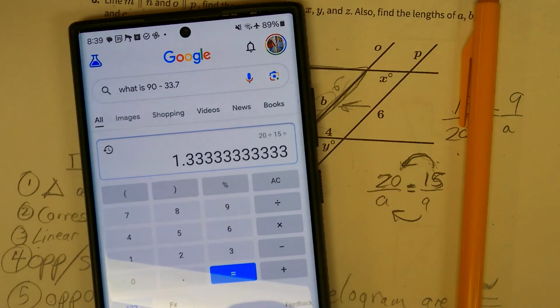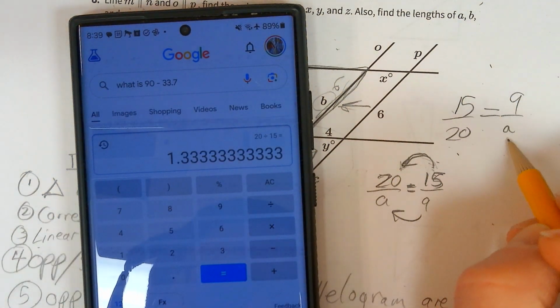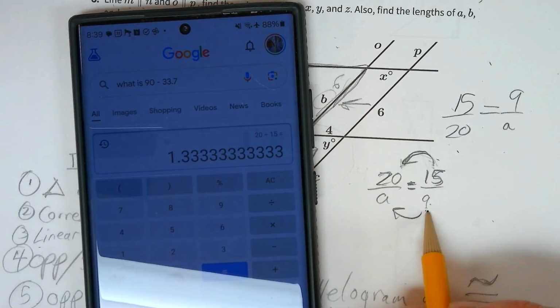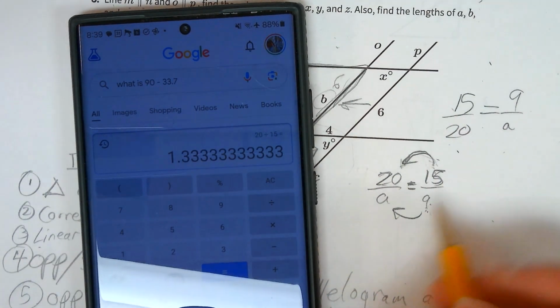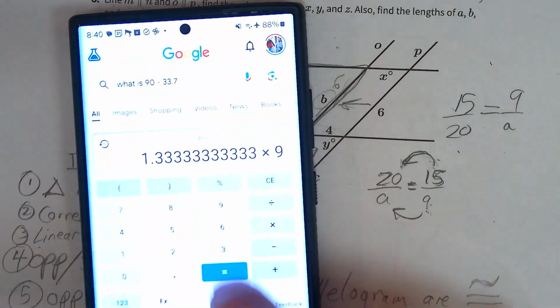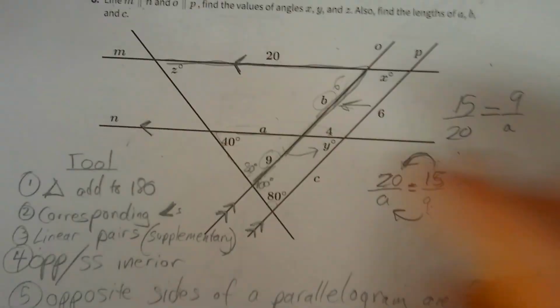Okay, they're calling me in the office, so now we gotta figure out where 1/3 of 9 is 3, so 9 times 1 1/3. I'll just show you times 9. 12. So A is 12.